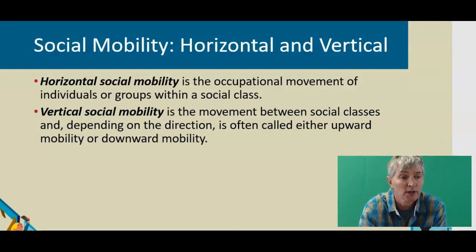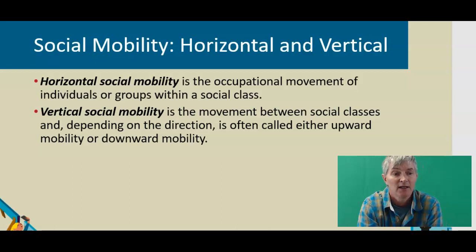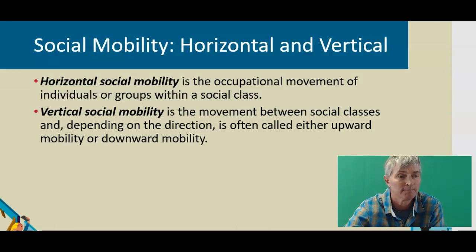Vertical social mobility is movement up or down the social ladder, and thus is often called upward or downward mobility. If the same therapist marries a president of a large corporation, he might experience upward mobility. On the other hand, if he or his wife gets laid off, he might experience downward mobility.